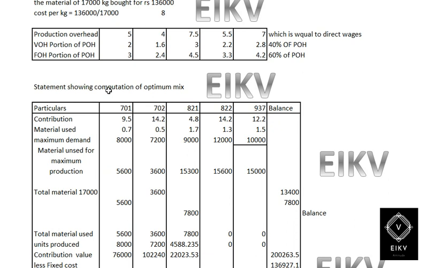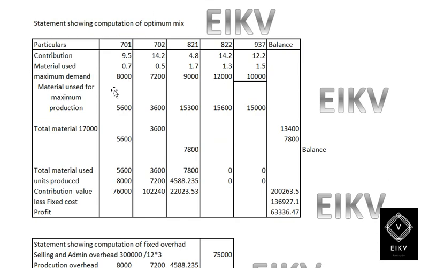Then we need to compute the statement showing computation of optimum mix. For that I have taken contribution per unit, material used, then the maximum demand of the unit of each product, which has been given, and then maximum material used for maximum production. When we multiply the material used with maximum demand, we get the total material used for maximum production. After that you should allot the material on the ranking basis.